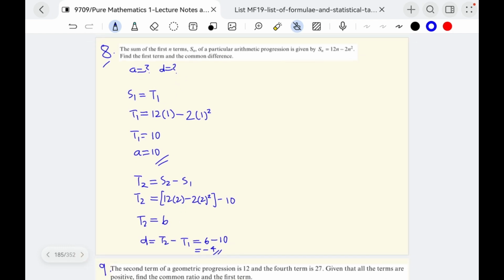But still, if you have any confusion about these questions, don't hesitate to reach out to me through WhatsApp or any other social platforms. So let's move on to the next question, shall we?